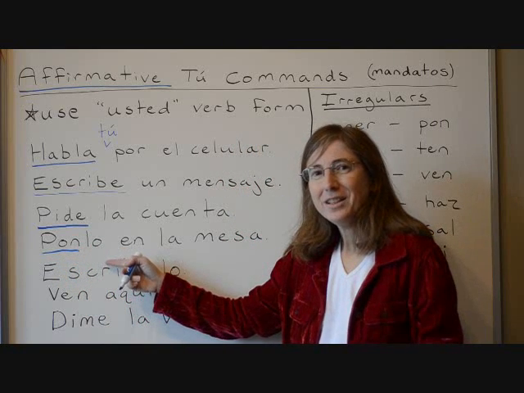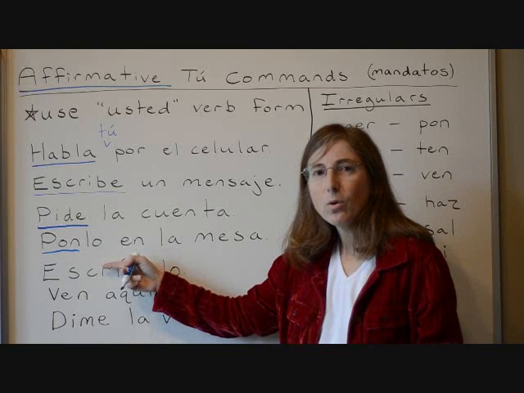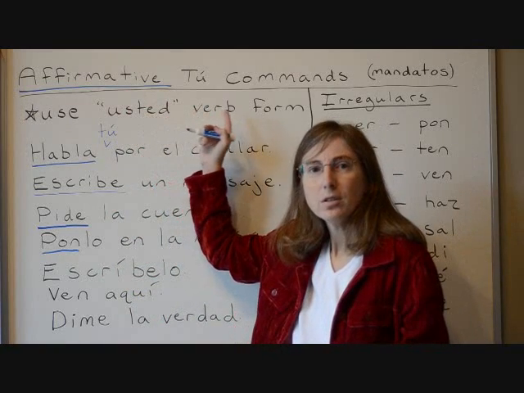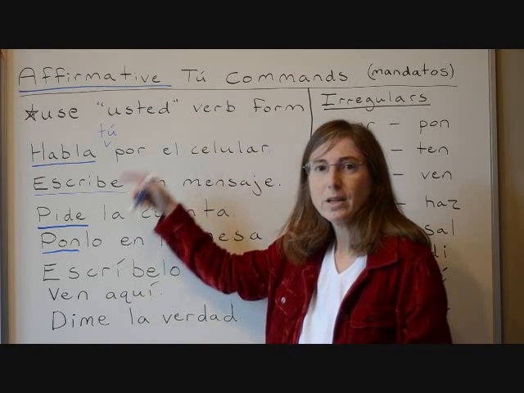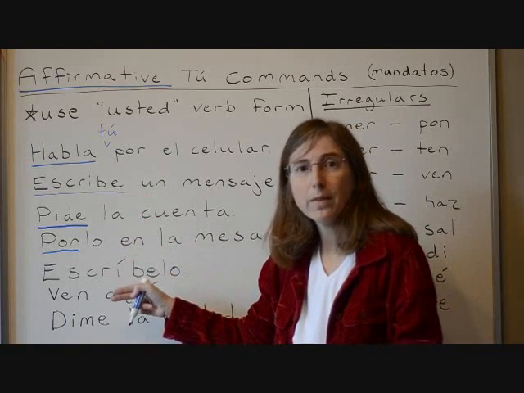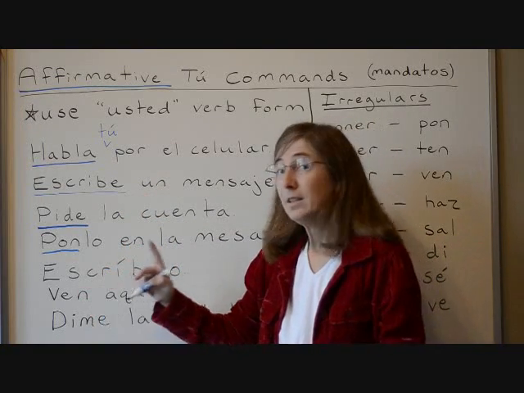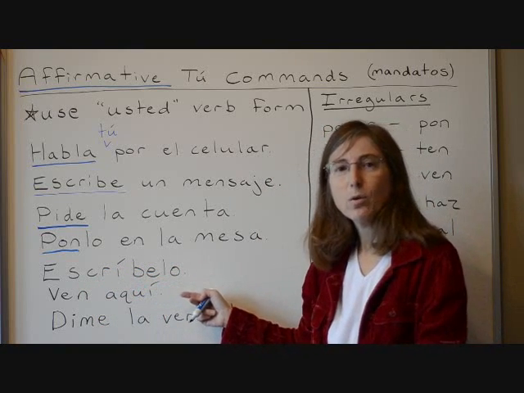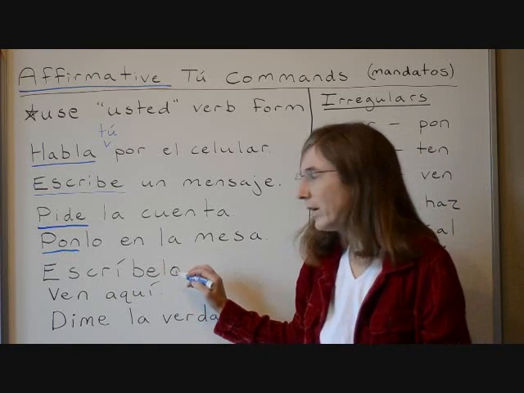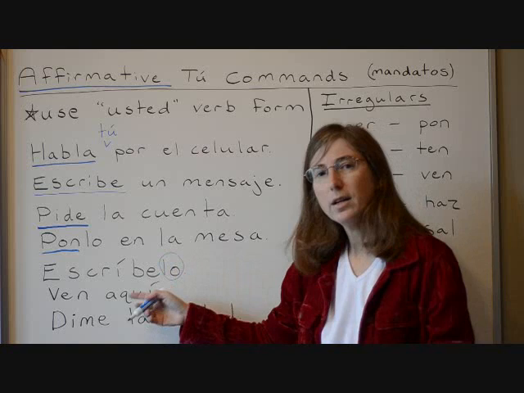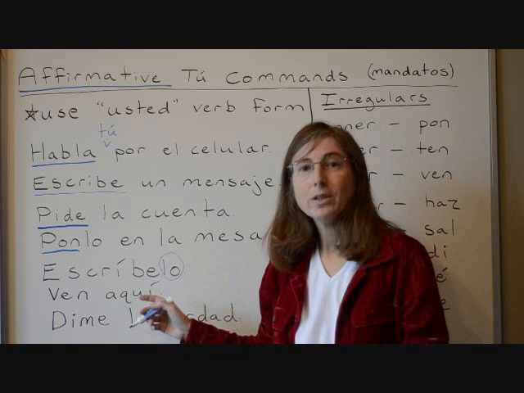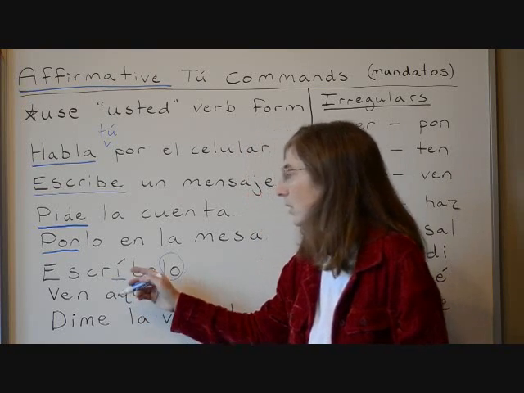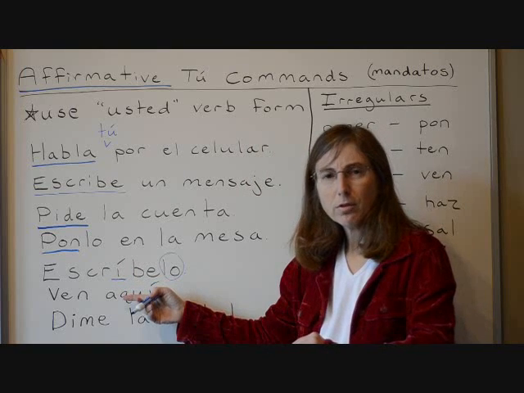Now notice that the direct object pronoun, lo, comes right after the verb. It's attached to the verb. So when we're giving affirmative tú commands, and we have direct object or indirect object pronouns, we're going to put them on the verb. Look at the next example. Escríbelo. Write it. Escríbelo. So we have our pronoun attached onto the end of the verb. And notice that we needed to add an accent mark in escribir to maintain the same pronunciation of the verb.